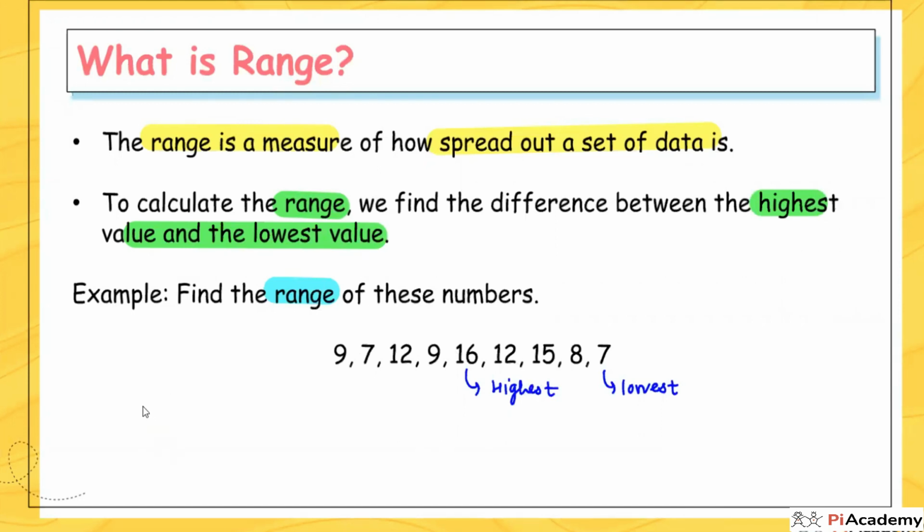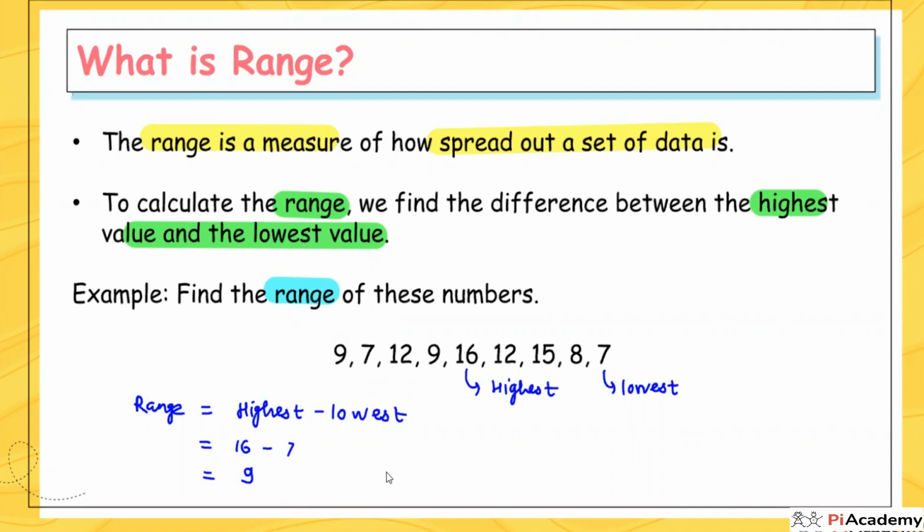Once you confirm the highest and lowest number, it's easy. You just have to write this formula: range equals highest minus lowest. Once you write this, you can put in the values, 16 minus 7, and how much is that? That's 9.